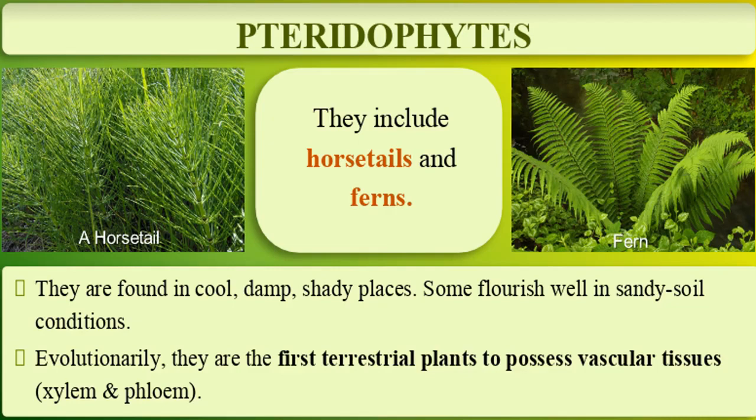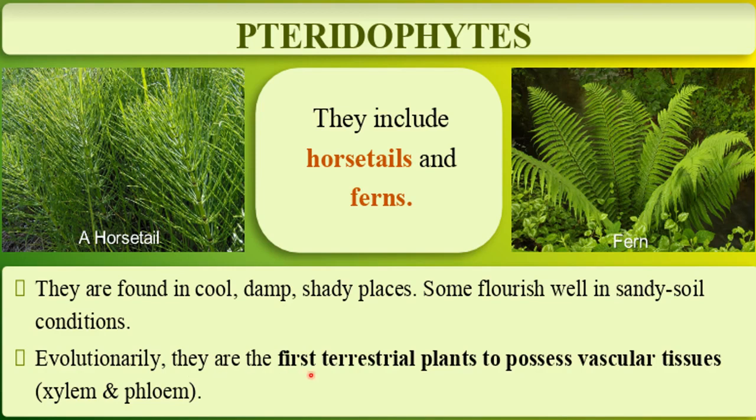So here these are general features of the pteridophytes. Pteridophytes include horsetails and ferns. So here you can see these are horsetail and these are fern. So pteridophytes include all the ferns and horsetail. Now they are found in cool, damp, shady places. Okay, damp means little wet and shady places. So these are habitat for the pteridophytes. Some flourish well in sandy soil conditions. Okay, some pteridophytes can grow in sandy soil as well.